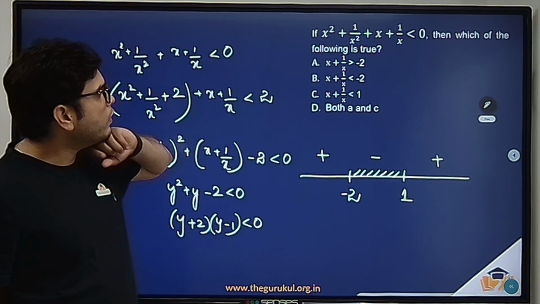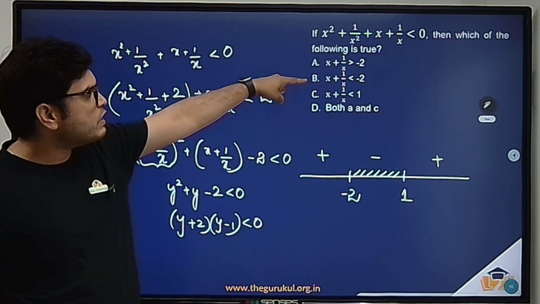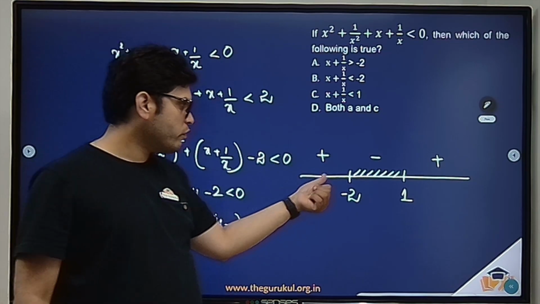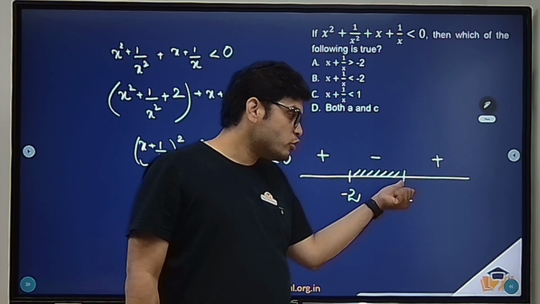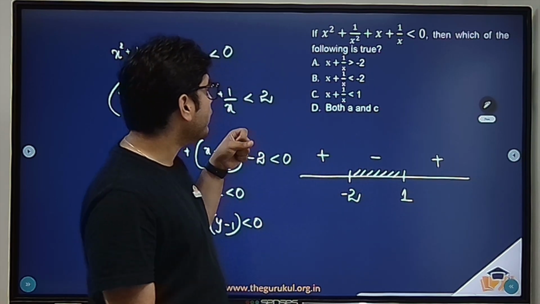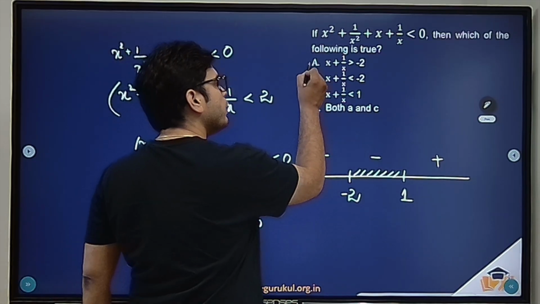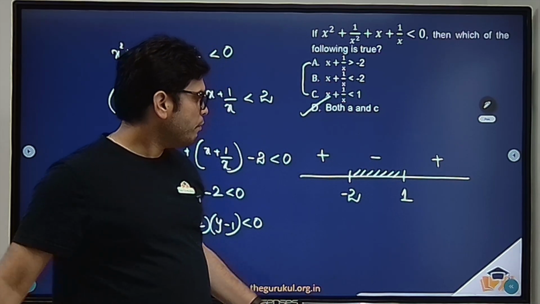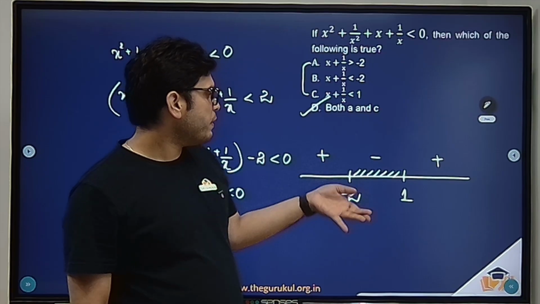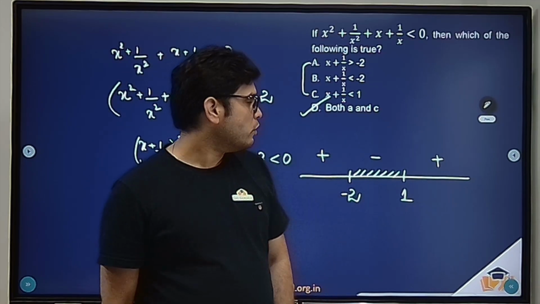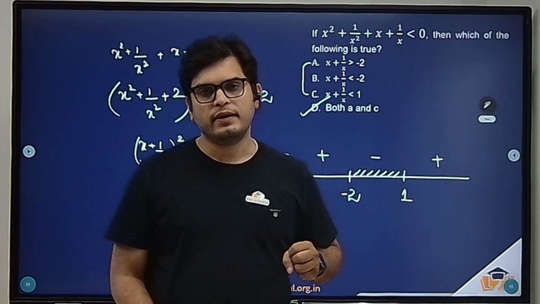Now if I look at option A, x plus 1 by x should be greater than minus 2. Yes. But that has to be strictly less than 1, right? Now do we have that option? Yes, right. So both A and C should be the answers, because the range of x plus 1 by x is from minus 2 to 1, excluding both. So the answer for this question should be option D.